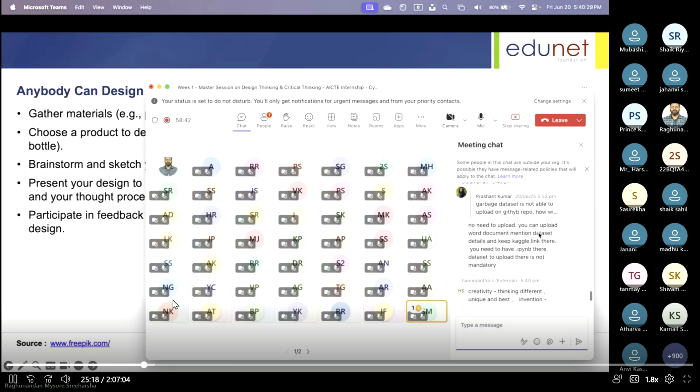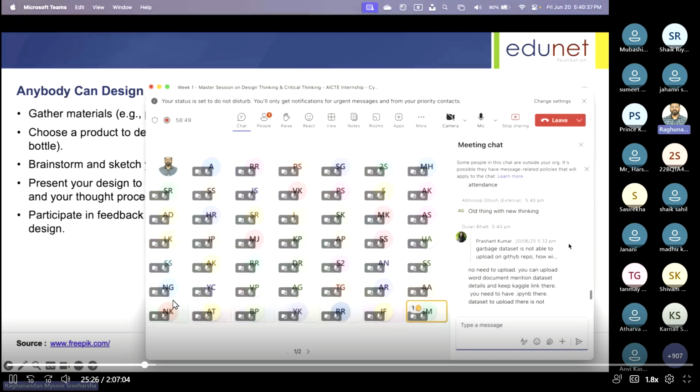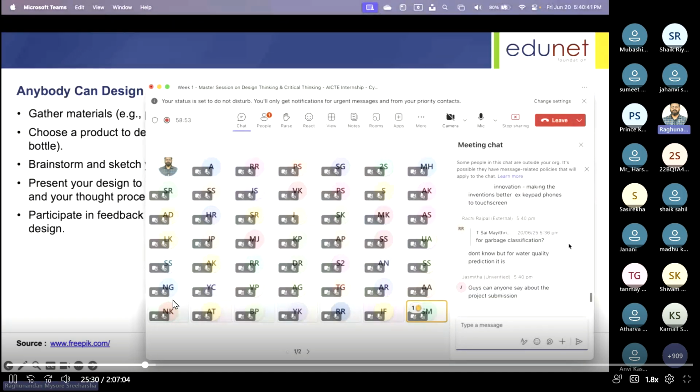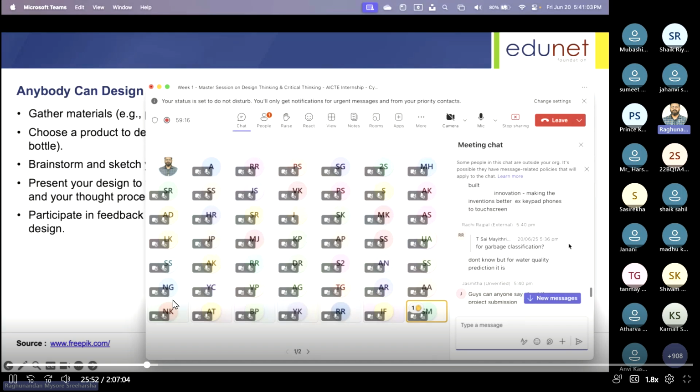Okay, old thing with new thinking. Creative thinking, different. Creativity is thinking different, unique, and best. Invention, building a thing which was never built. Making the inventions better, like keypad phones to touch, right? Example, yes, very good. Hanuman has given us a very good example there.